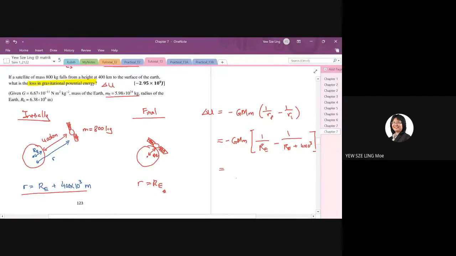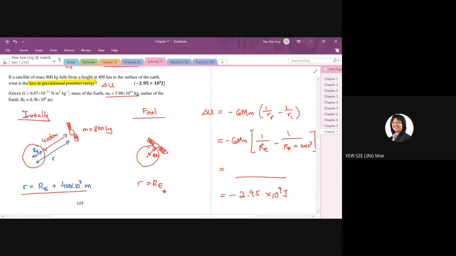So you sub the value here, you sub everything into the equations, and eventually you should obtain negative 2.95 times 10 to the power of 9 joule. So this is how you solve these questions.